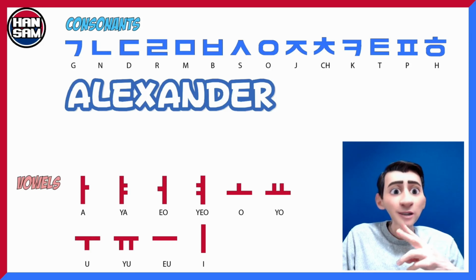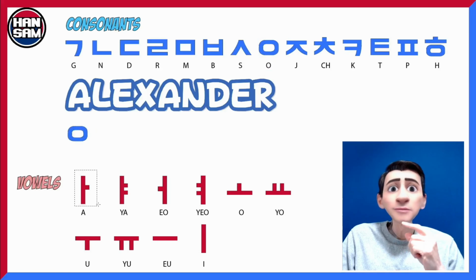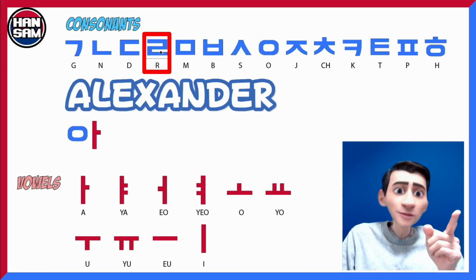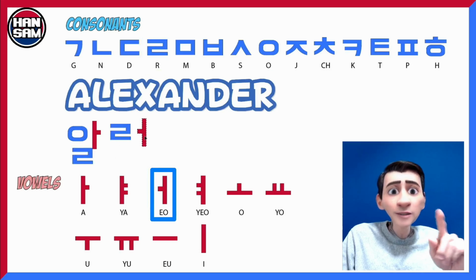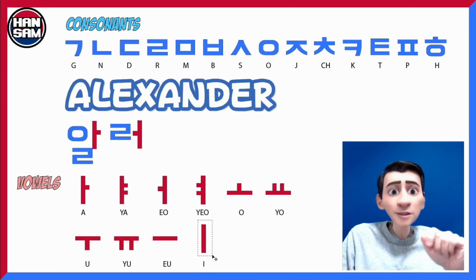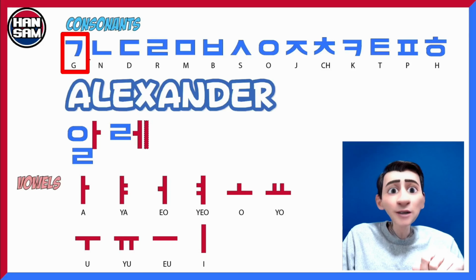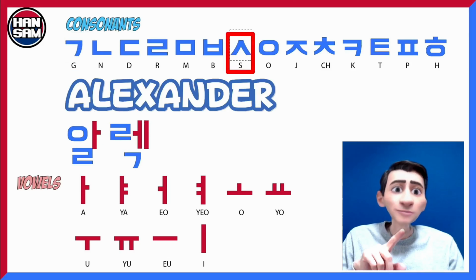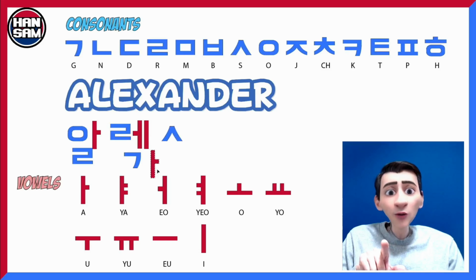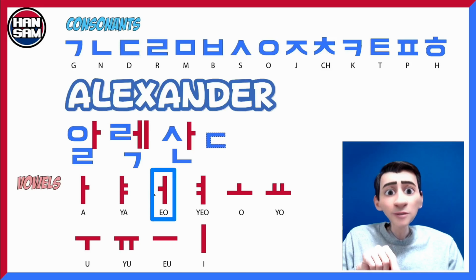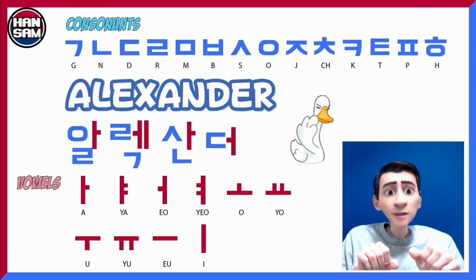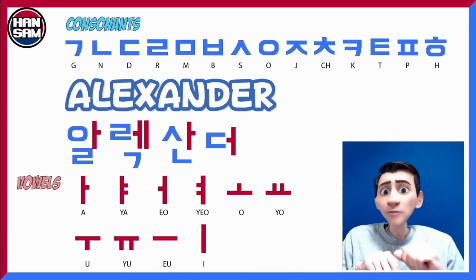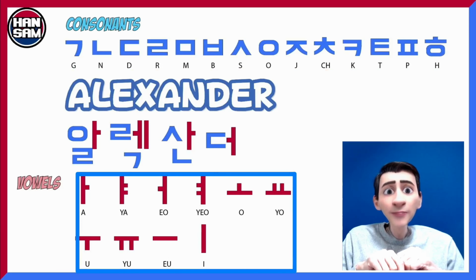So let's get started. First, we need the empty sound ieung, A from the vowel, L sound from the rieul, another L sound from the rieul, vowel and E combined together create sound E, G sound from giyeok, S sound from siot, A sound from the vowel, N sound from nieun, D sound from digeut, R sound from the vowel. There you have it. But this Korean doesn't look proportionally correct, because I got these characters from the individual alphabet, not considering the writing.